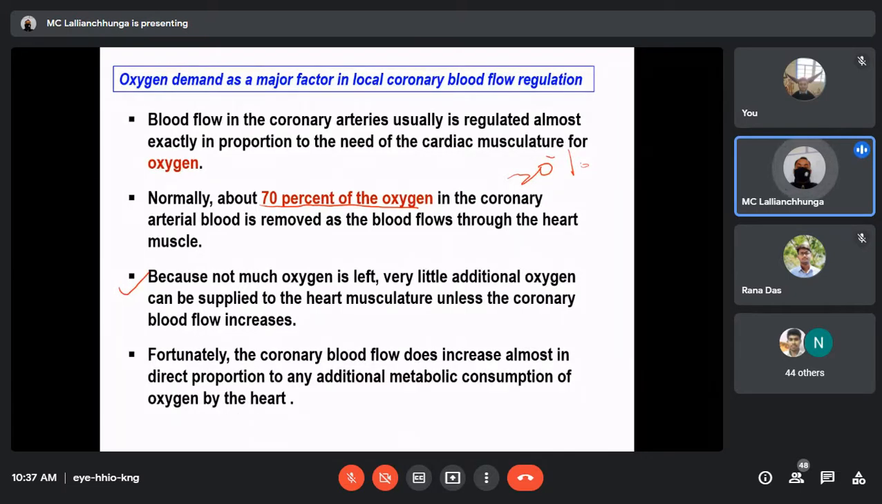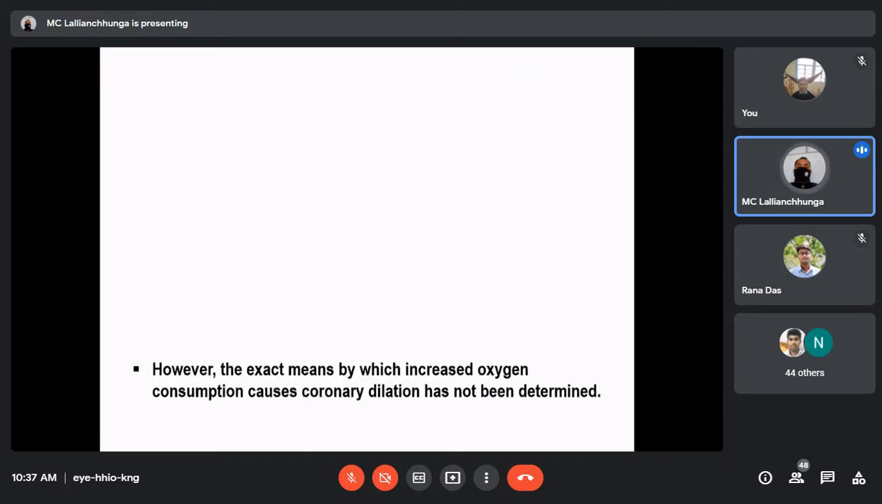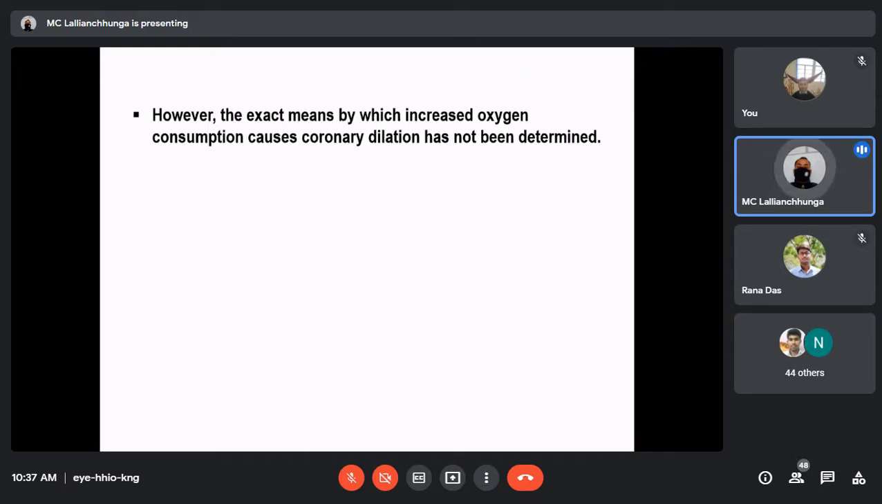Fortunately, the coronary blood flow does increase almost in direct proportion to any additional metabolic consumption of oxygen by the heart. It means that whenever there is an increase in the activity of the muscle, there is increased oxygen need, but this is accomplished by increased blood flow in the coronary blood vessels, instantaneously. However, the exact means by which increased oxygen consumption causes coronary dilation has not been determined.